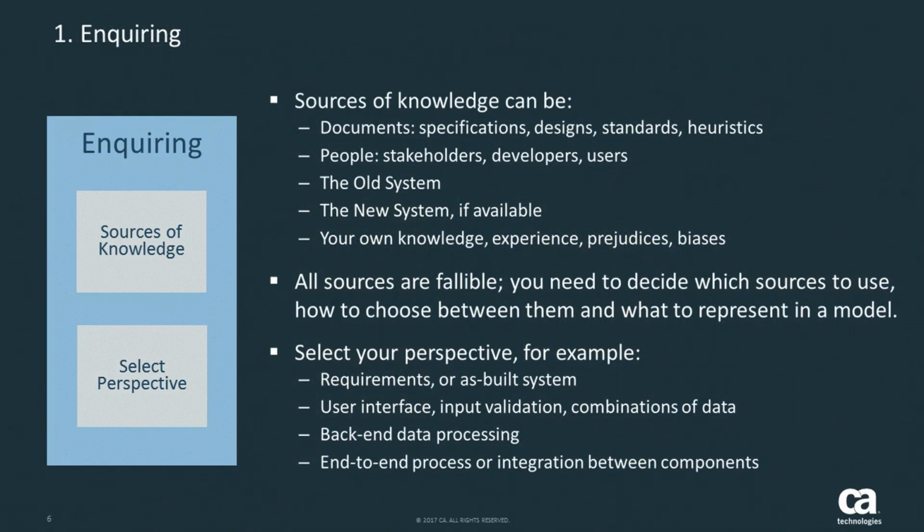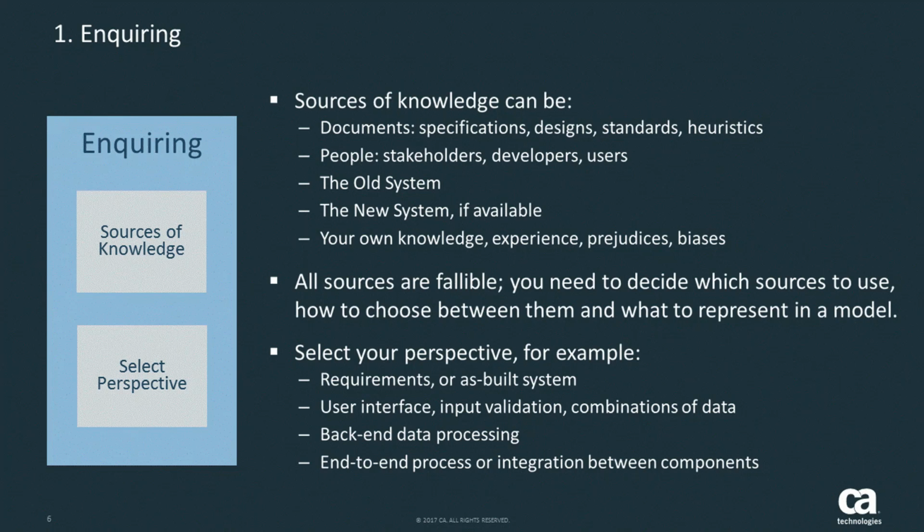So the first stage is inquiring, where we select our sources of knowledge to inform our model making and obviously the testing. Now, the source of knowledge can be all manner of things. There's a diversity of sources. It could be documents, so specifications, design standards, heuristics, conventions, all manner of things. Clearly, the members of our team, they are a source of information, in particular the users who give us the direction as to where the software should take, the system should go.